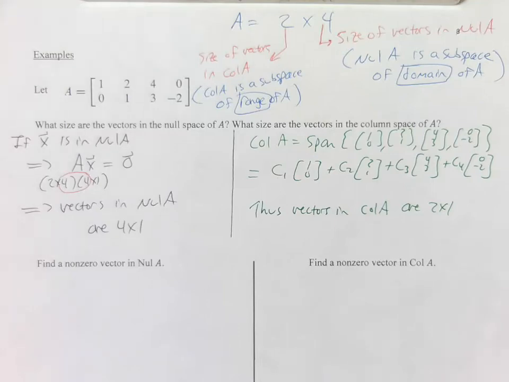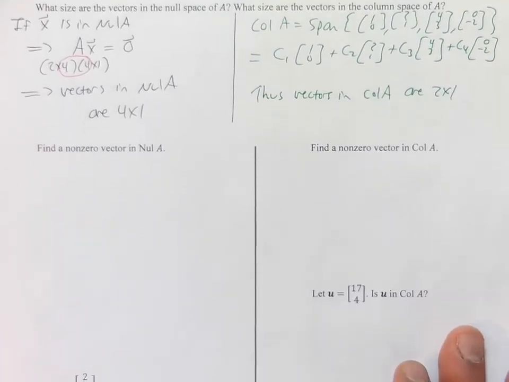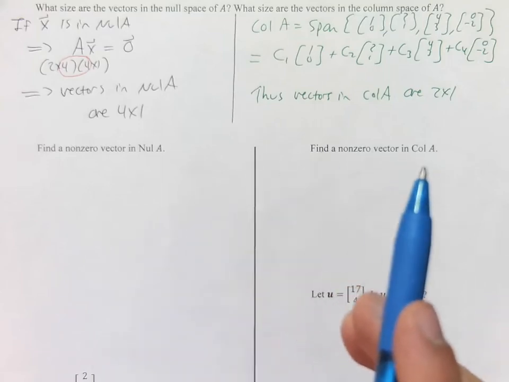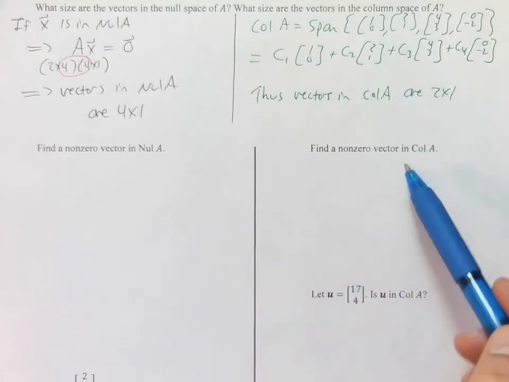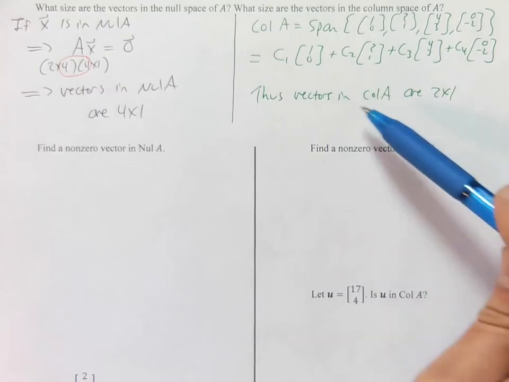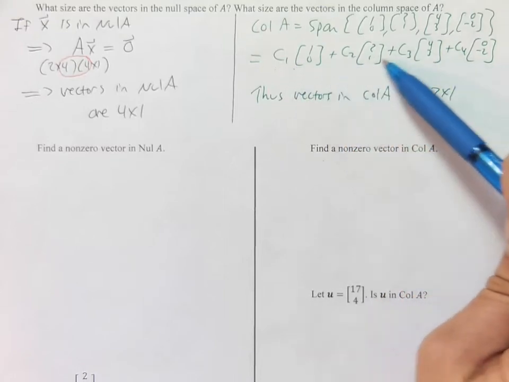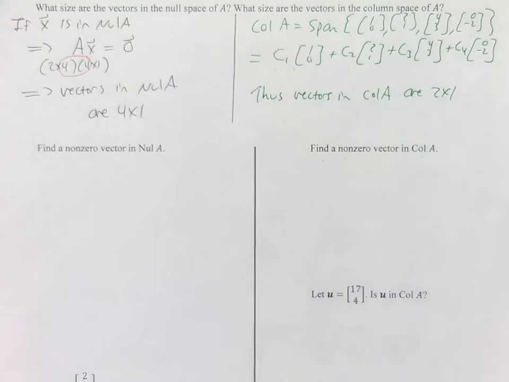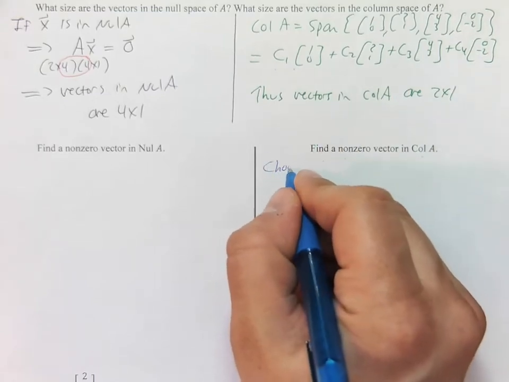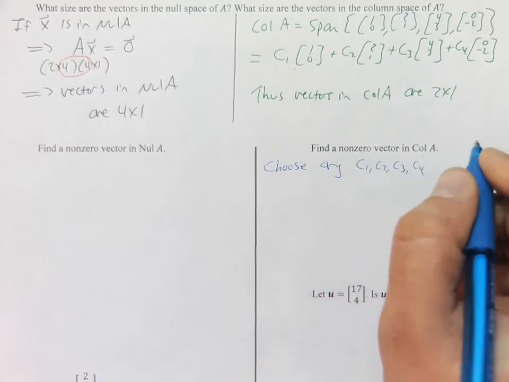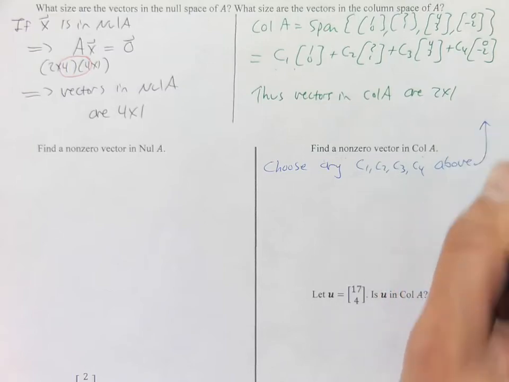Okay. If we want to find vectors in the space, we have to do different things, right? So I'm going to slide this up just a tad here. So, the column space is the easy one to do here. If you want to find a non-zero vector in the column space, you just need to do any linear combination of the columns. So you literally just pick C1, C2, C3, and C4 in this equation right here, and that's going to be a vector in the column space.